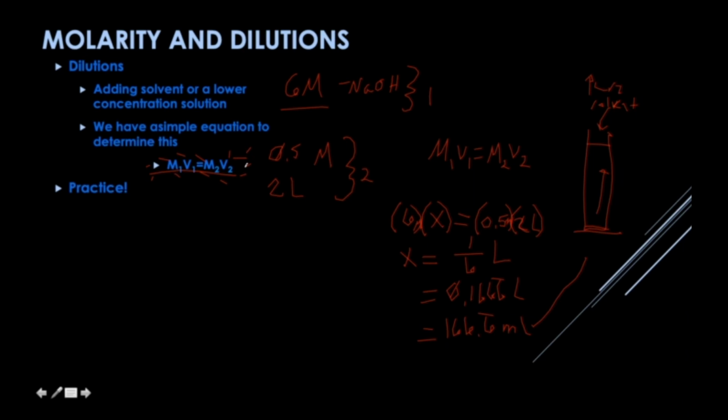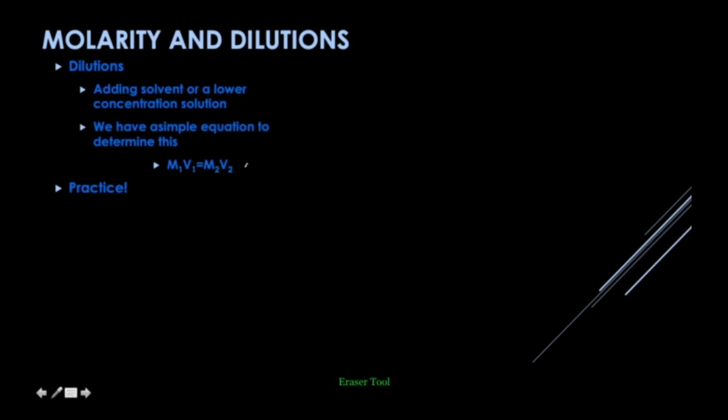Now, sometimes you want to be a little more precise with exactly how much you're adding. So in order to get those really precise measurements, sometimes you'll want to use a lower concentration solution to dilute it to make sure you don't overshoot. In order to do that, you have to do a little more math work, but it's fairly simple.